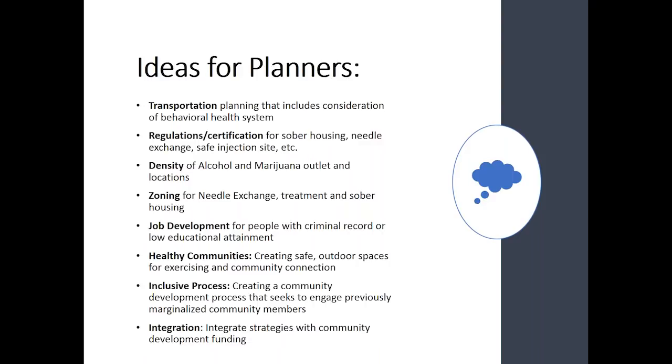Some of the things to highlight are around the consideration of the behavioral health system when doing transportation planning, using national certification standards for sober housing, and doing greater outreach to previously marginalized communities in the community development process. This might entail doing a lot of upfront work to understand what the barriers are, and what community trauma people may have experienced in particular communities, in order for that outreach to be successful. And other ideas, integrating strategies with community development funding.